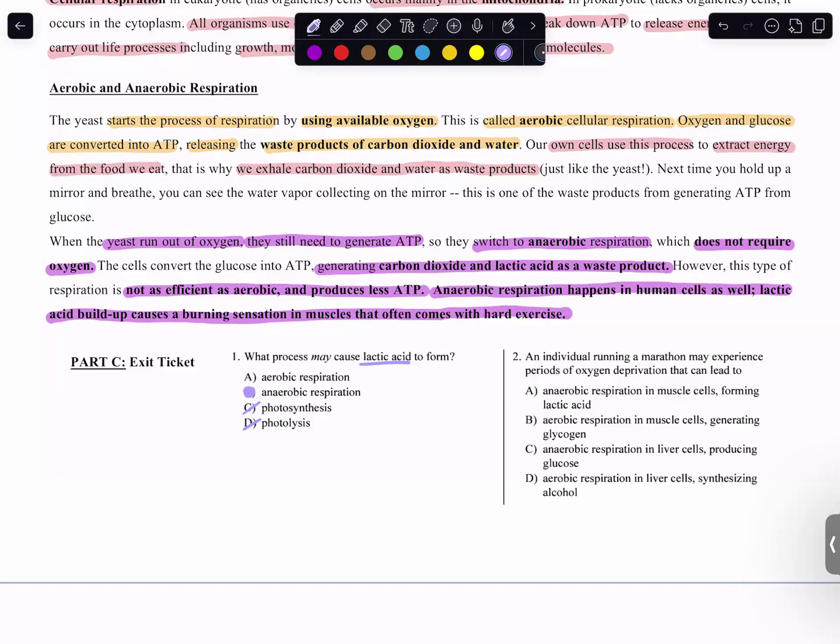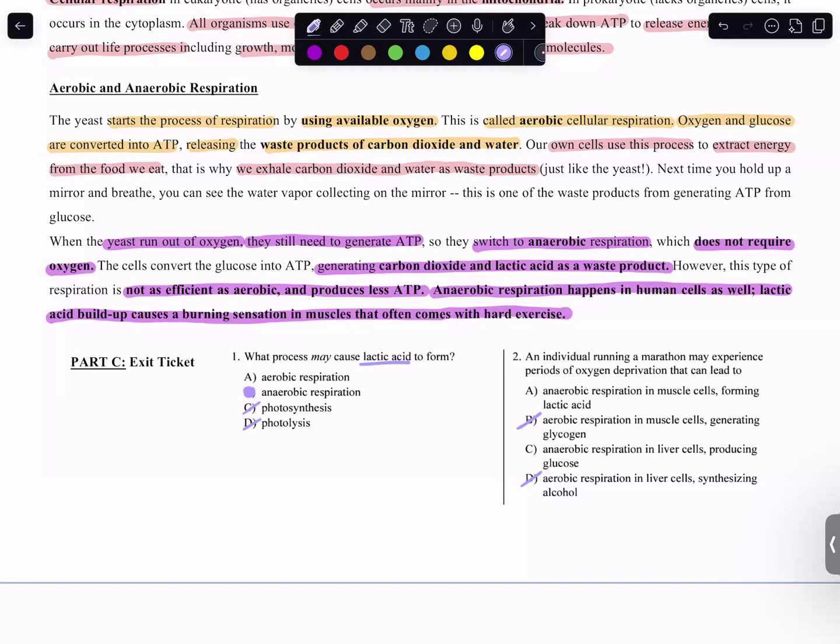So I can cross out anything that deals with aerobic respiration, which is an abundance of oxygen. So that'll be B and D. And now I've increased my chances to 50-50 of getting this question correct. So if I look at letter A, it says anaerobic respiration in muscle cells forming lactic acid. That seems like a very strong answer to me already.